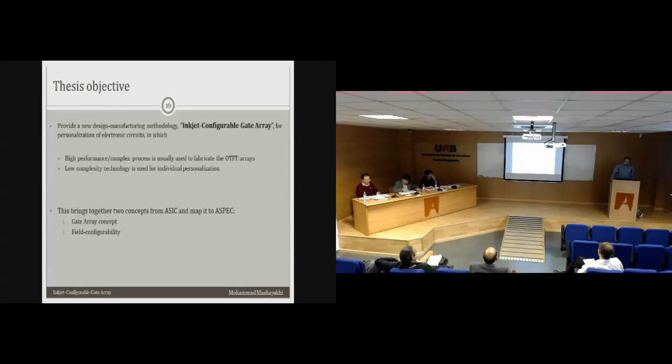The objective of my thesis is to provide a new design and manufacturing methodology called inkjet-configurable gate array for personalization of electronic circuits, in which, first of all, complex processes like photolithography are used to fabricate transistor arrays, and low-complexity processes and technologies are used for individual personalization of circuits. For that, we are bringing two main concepts from ASIC and mapping them to ASPIC. And what are those concepts? Gate array and field configurability. Now I'm going to give detailed information about those two concepts.